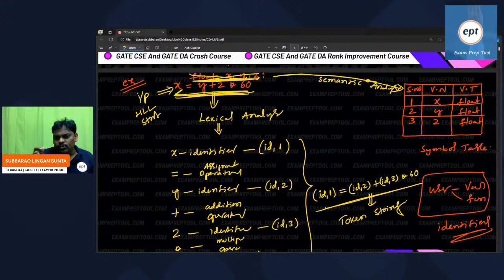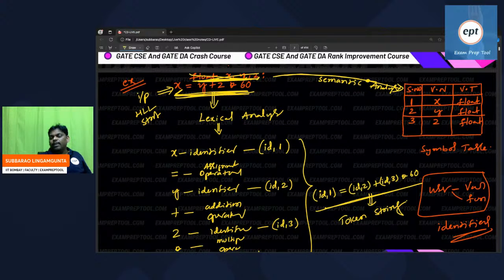Now it is the correct time to ask you. To know about X, other phases and lexical analyzer, who has taken more time?